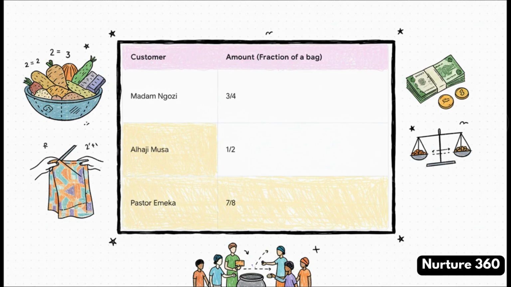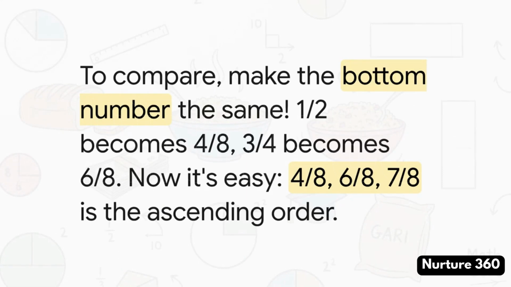Just looking at them, it's kind of hard to compare, right? So, how do we solve this one? Okay, here's the secret weapon. You need to find a common denominator. You've got to make the bottom number the same for all of them. Think of it as cutting everyone's bag of curry into the same number of equal-sized pieces. So if we use eighths, Alhaji Musa's half becomes 4/8. Madam Gozi's 3/4 becomes 6/8, and Pastor Emeka already has 7/8. Now it's easy. 4 is the smallest, 7 is the biggest. Alhaji Musa bought the least, and Pastor Emeka bought the most. Simple.